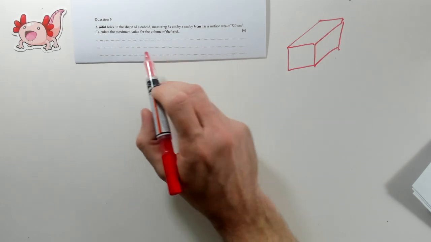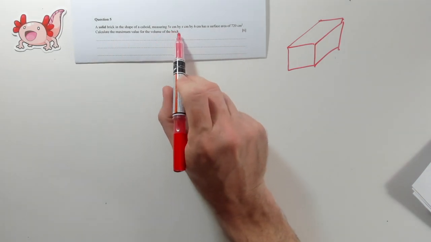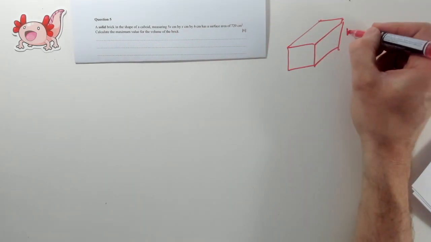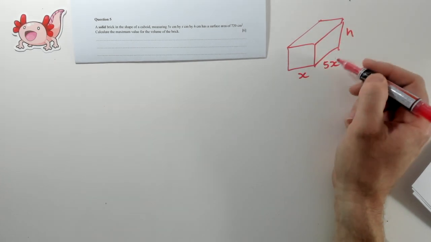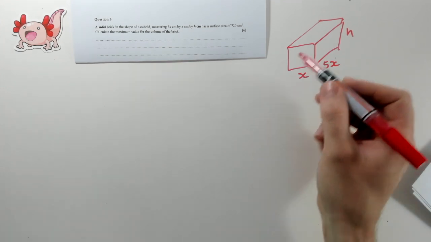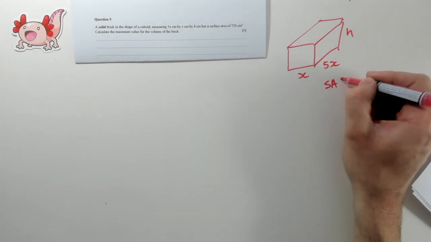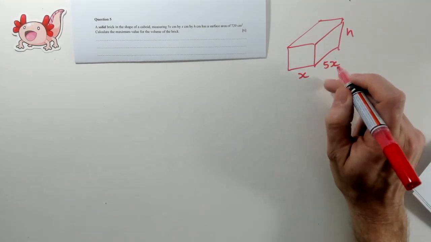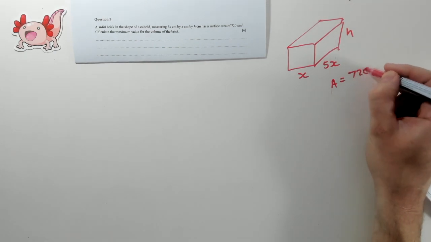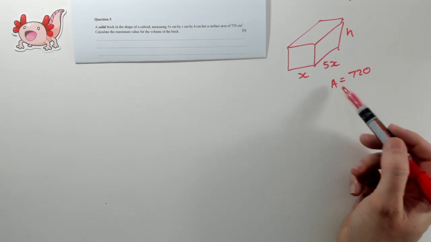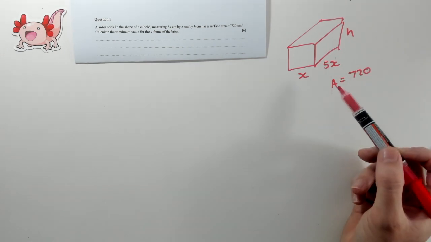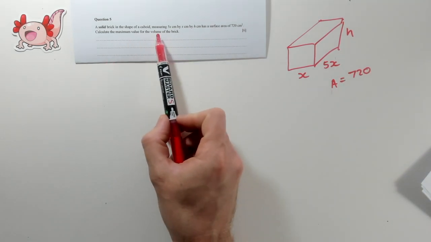Anyway, so measuring 5x by x by h. So maybe the height is h, and maybe that's 5x, and maybe this is x. So this is my cuboid. And they say the surface area, just area would be nice, surface area is 720. Wow, what a surprise that they're giving us some kind of information about it. And they say, hey, calculate the maximum volume.